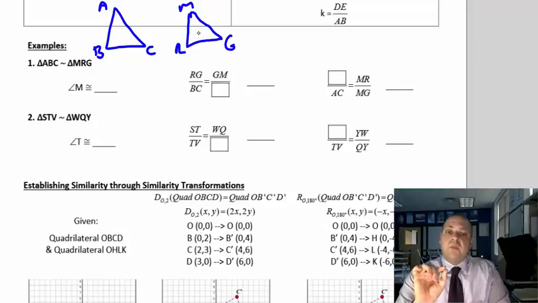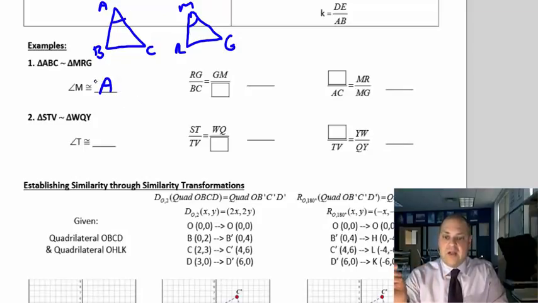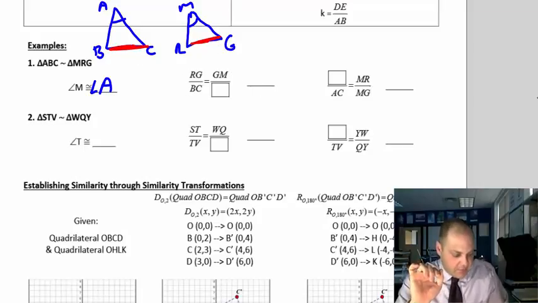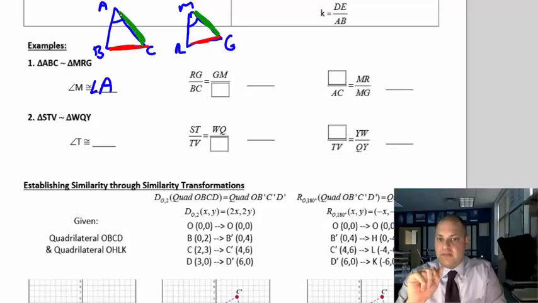Okay, now, the sides are smaller, but the angles are still congruent. So angle M will be congruent to angle A. So that's going to be angle A. The sides are proportional, so RG is corresponding to BC. See that? Red, red. GM, green, is going to correspond to what? AC, right? AC. Pretty simple?